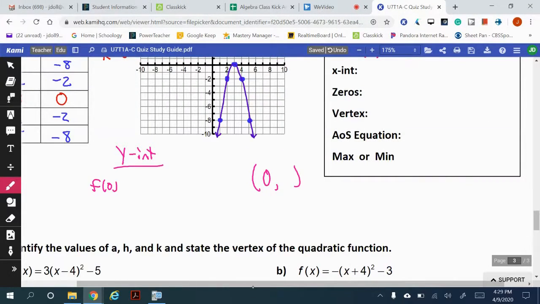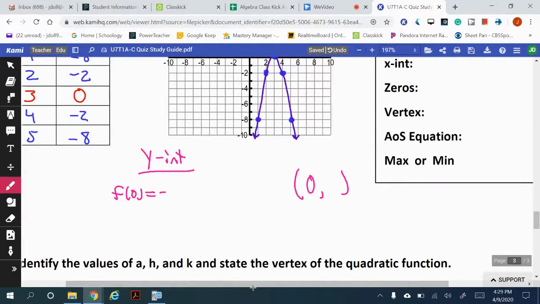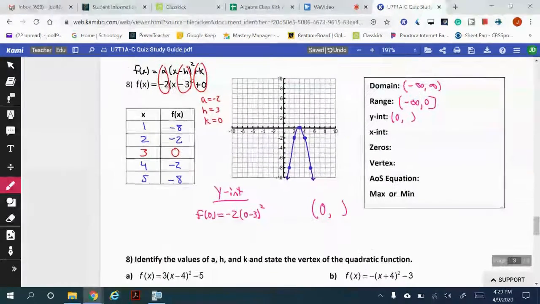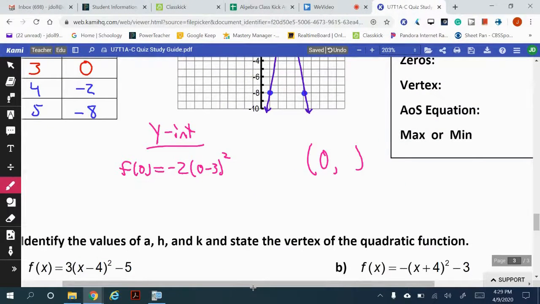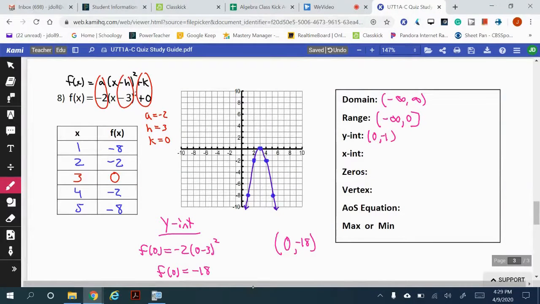Well, just like every other value on the table, if I plug in the x value, I can find the y value that goes with this. So let me plug in 0 for x there. So instead of -2 times x minus 3, I have -2 times 0 minus 3 squared. And when we put that in our calculator, we will get negative 18. So even though it's off the coordinate plane, I can still find the y-intercept by using what I know about every y-intercept and substituting and simplifying there.